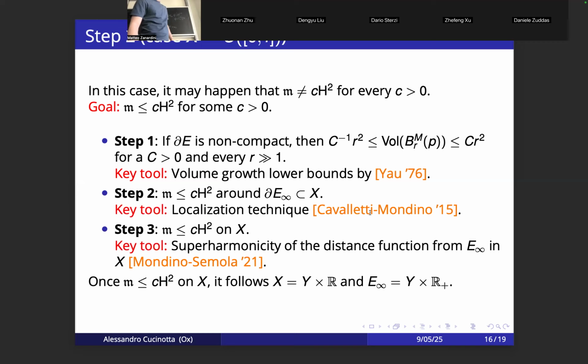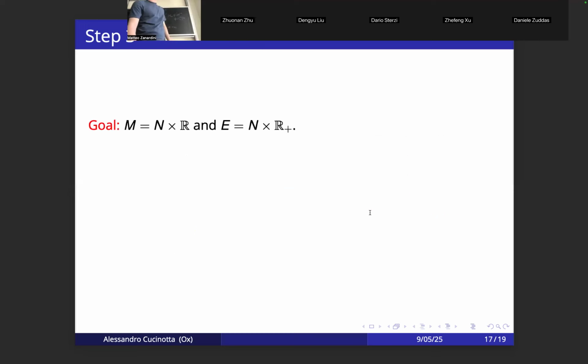Okay, and now as I said before, this is the vague strategy. Once we have that the measure is less than or equal to a constant times the two-dimensional measure, then we can use simple machinery to deduce that X is actually a product and that E infinity is also a product. Okay, so now we are left with the last step.